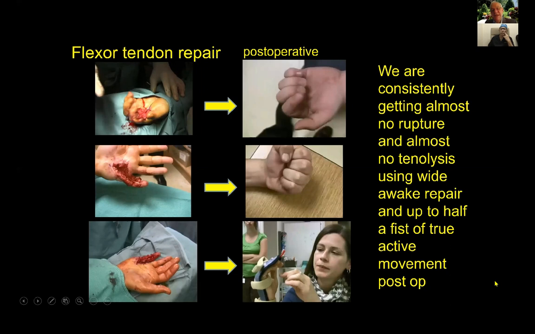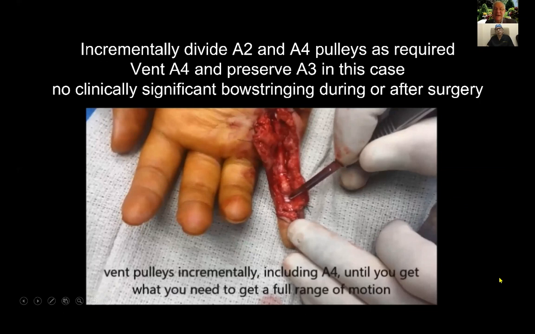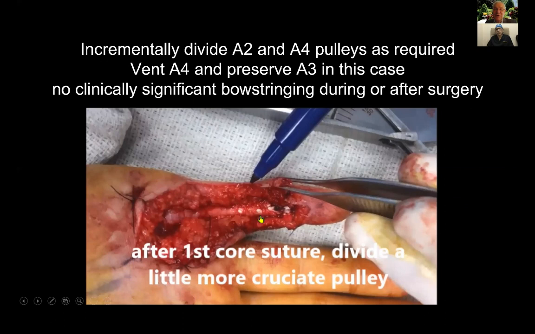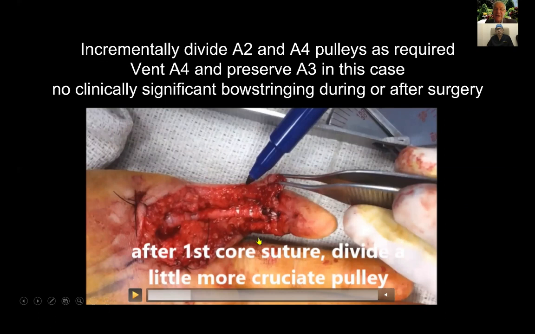And also venting pulleys. You now can vent the entire A2 or A4 pulley. Here you just saw me cut the A4 pulley, okay? I just cut it. But I don't just whack out the whole thing. I just take out what I need to. So I just divided the A4 pulley.